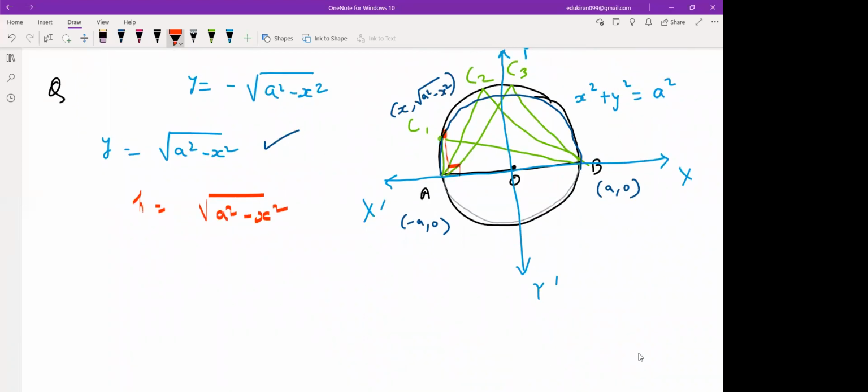In this circle, this is a diameter, and this is a semicircle like this. We're taking a point here. So its height will be root over a square minus x square, which is y of that point. Can we take it like this?